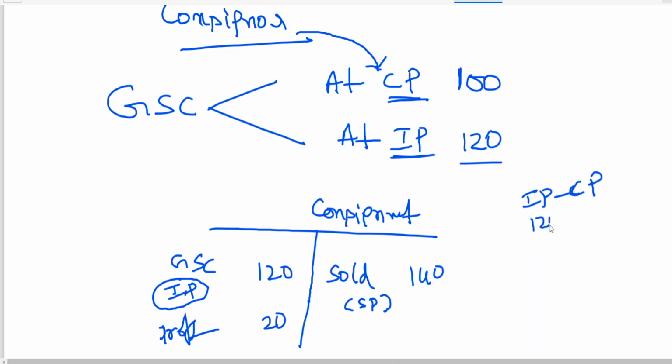What is invoice price? 120. What is cost price? 100. What is the difference? 20 rupees. 20 rupees. This is called loading. This is to be eliminated. If this is eliminated, then we can get the correct profit.